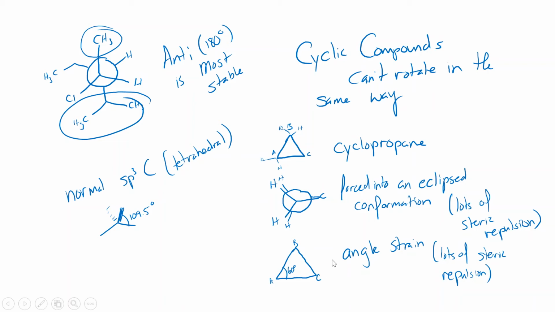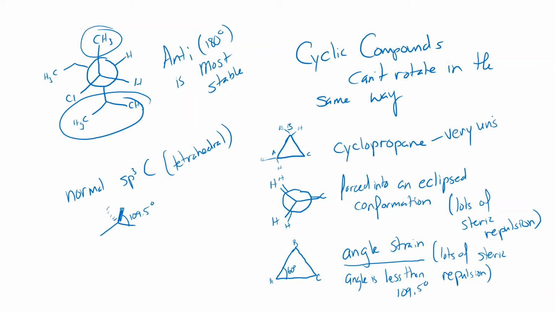So angle strain is one factor, right? Because the angle is less than 109.5, we increase the steric repulsion. Because it's in an eclipsed conformation, because it's forced to be, we also have lots of steric repulsion there. So cyclopropane in general is a very unstable molecule.